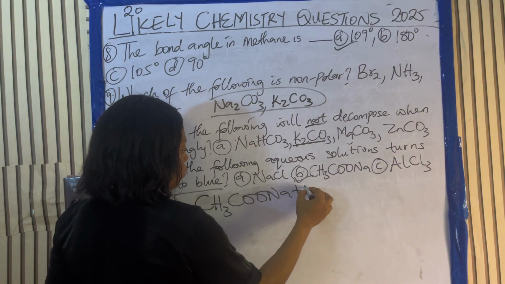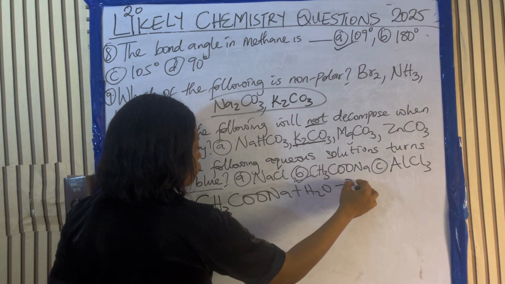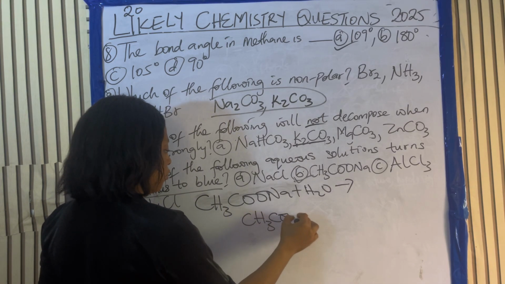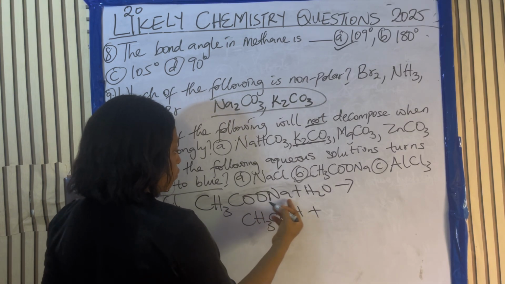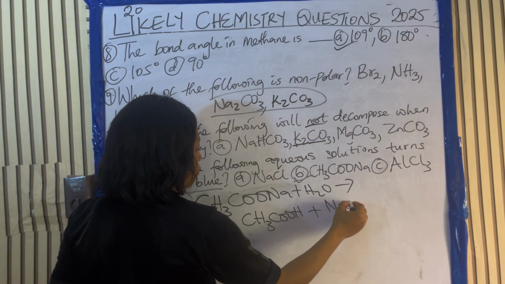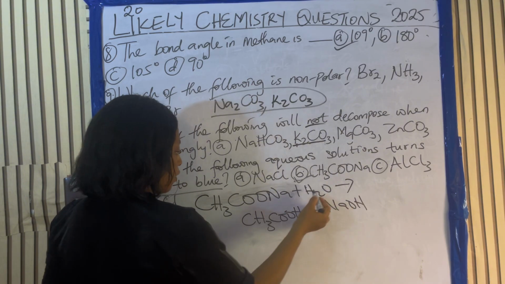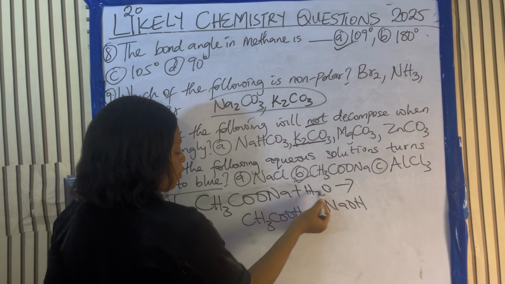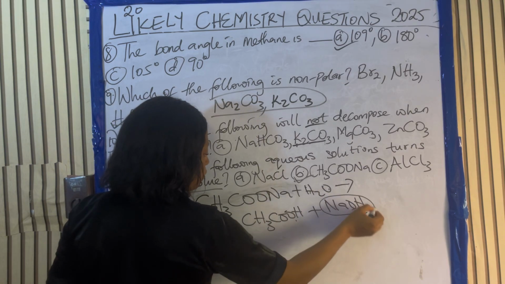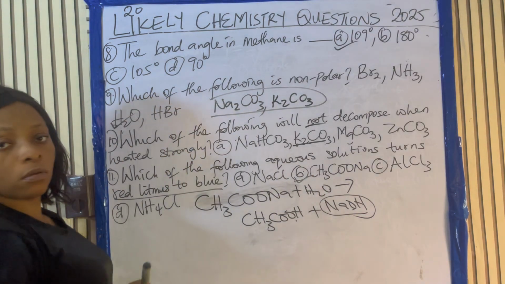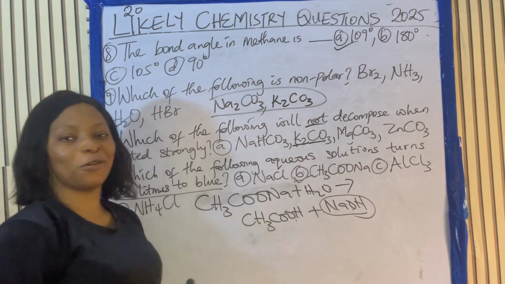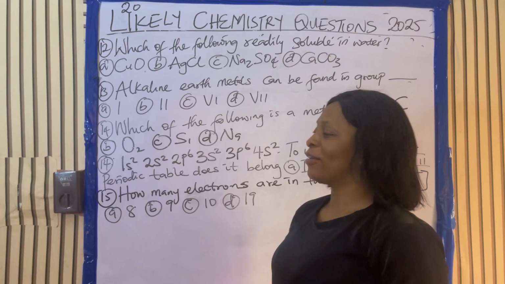If you dissolve it in water, it will give you ethanoic acid plus what? Sodium hydroxide. That is one hydrogen from here, and then one hydrogen and one oxygen for this. So this now is a what? Is a base. So the answer to the question is what? Sodium ethanoate. Okay, so let's look at another question.